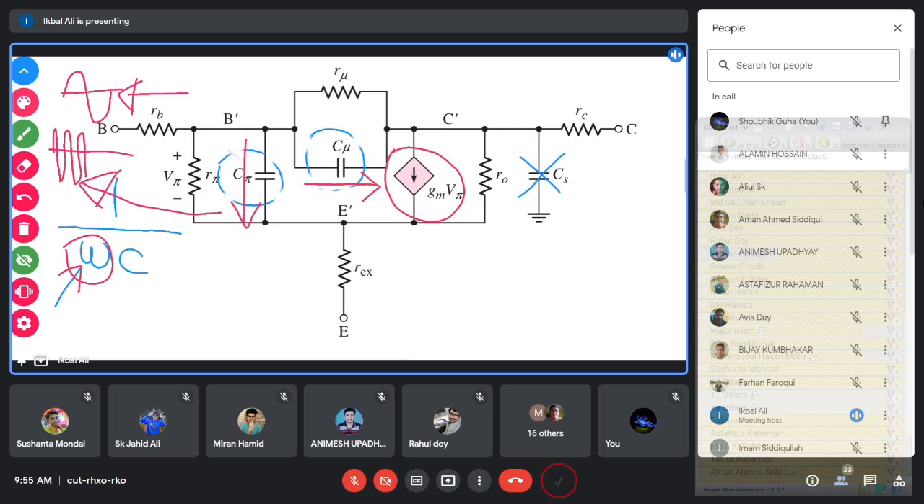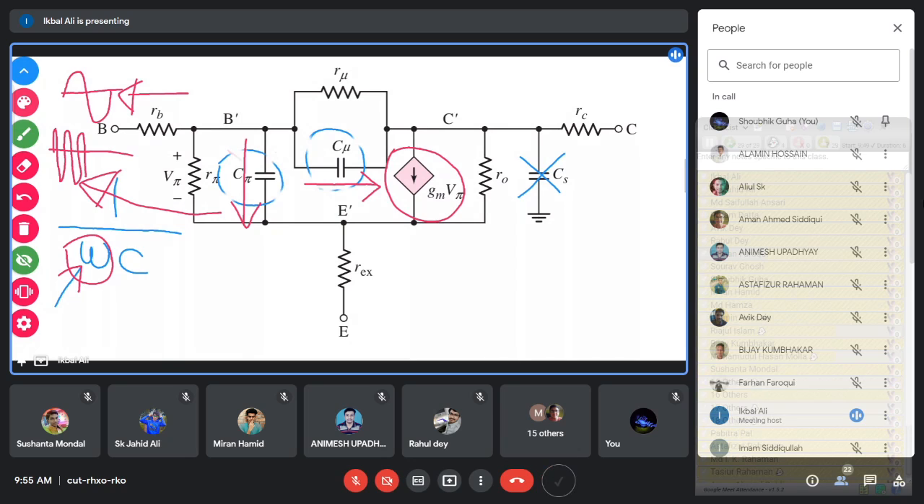So in this way, you have two types of response of the transistor. One is the low frequency response, another is the high frequency response. In the high frequency response of the transistor, you have these capacitors, and their impedance is complex, so the gain expression becomes complex for the transistor. Have you understood this one?